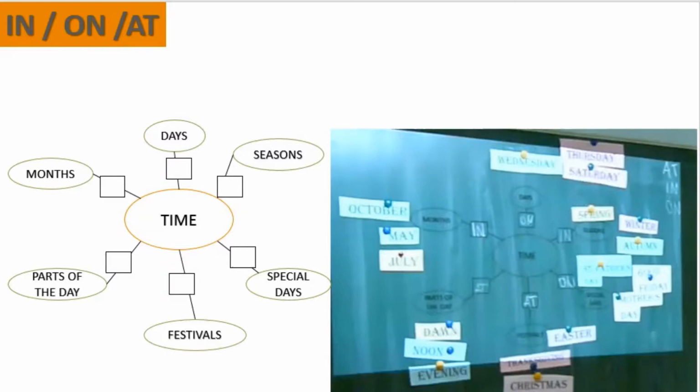Also, students had to decide what preposition will they use with each group of the words: in, on, or at. For example, will they say on Monday, at Monday, or in Monday? They said their answer and the teacher wrote it on the board. Students were then asked to say one more word for each group of the words.